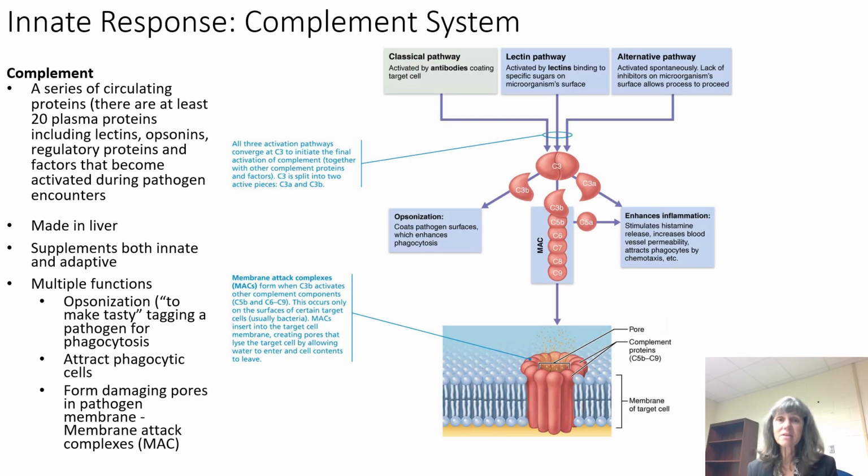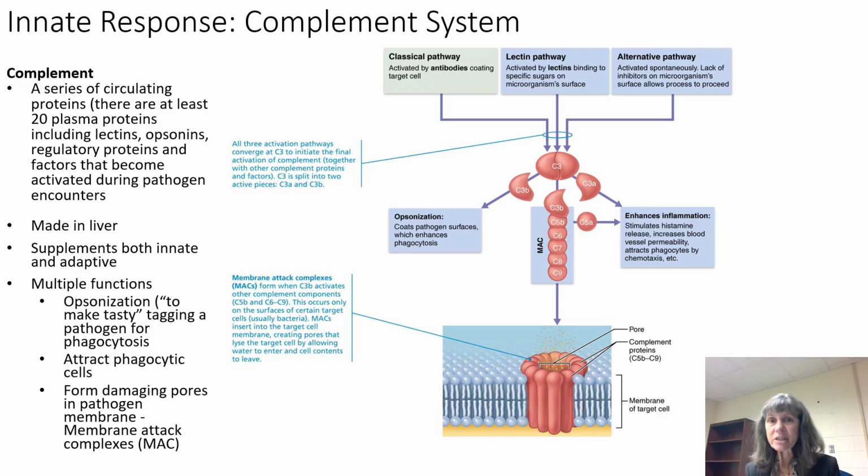The innate immune response also includes a system of chemical reactions known as the complement system. And this system actually belongs to the innate response as well as to the adaptive response. Complement includes a series of 20 different circulating plasma proteins, including things like lectins and opsonins and other regulatory proteins and factors that will become activated during an encounter with a pathogen. And these proteins are produced in the liver.